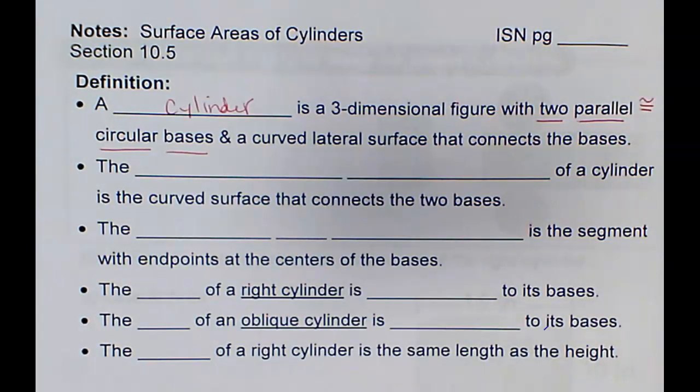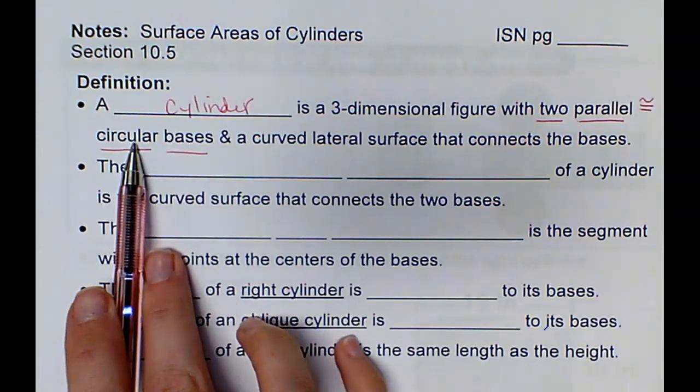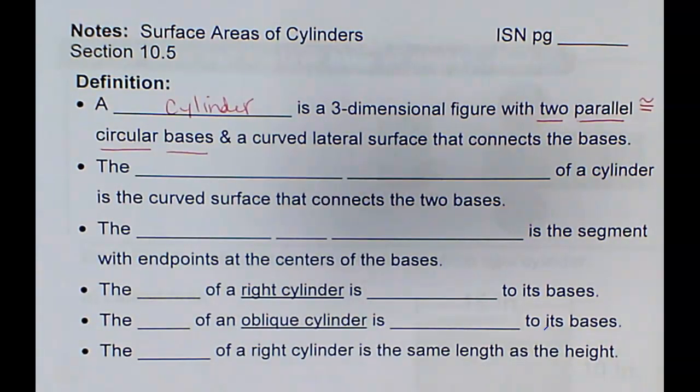So I want you to think about a cylinder and the definition of a polyhedron. A polyhedron is a three-dimensional object with at least four polygonal faces. So I want you to think about a cylinder. Is a cylinder a polyhedron? No, it's not. It's made up of circular bases. Circles are not polygons. And that curved lateral surface. So this is not a polyhedron, but it is a three-dimensional figure.